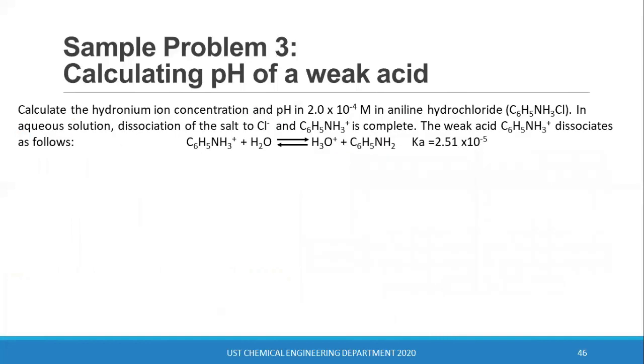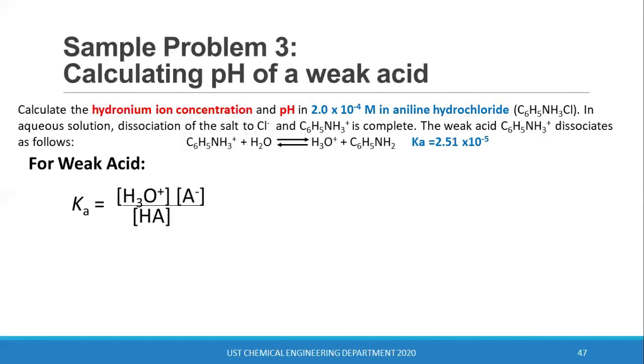Next, let's move on to sample problem 3. Similar to sample problem 2, sample problem 3 is also about calculating pH of a weak acid. In this problem, we are asked to compute for the H3O plus concentration and pH of a 2.0 times 10 to the negative 4 molar aniline hydrochloride. First step is to list down all the necessary givens and unknowns. Again, I highlighted the concentration of the weak acid and its corresponding Ka because we will need them later in our calculations.